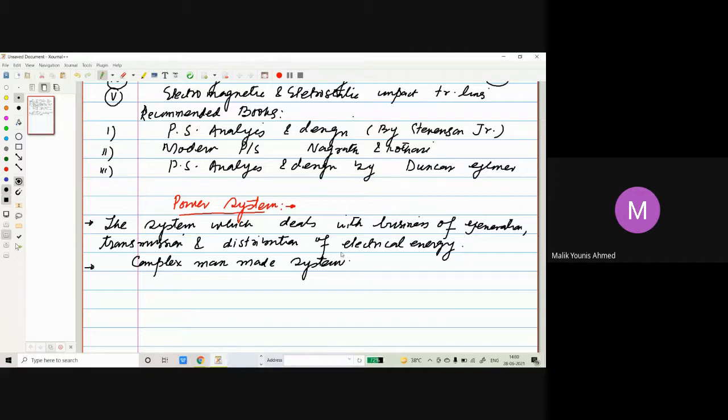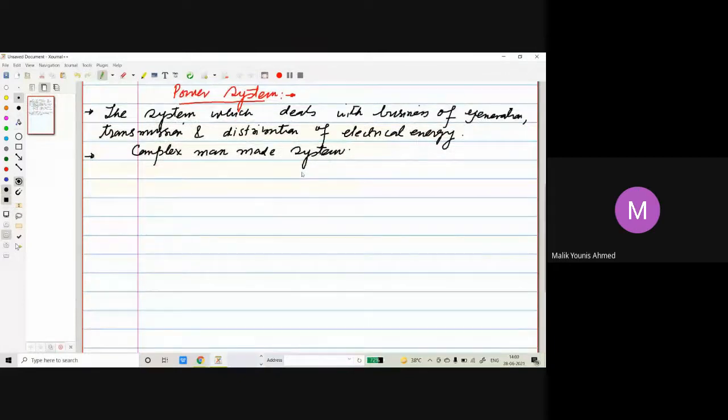Now, out of this, first, we'll be dealing with unit number 1 today. Unit 1 is about per unit representation. So if we talk about the per unit representation, the definition of this per unit representation.